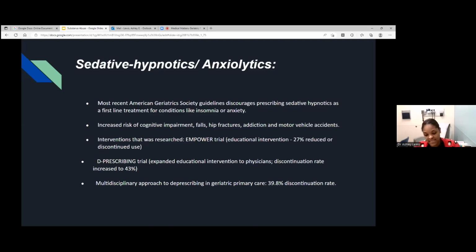So I think in the past, when the benzos first came on board, the long-term side effects that we are now seeing weren't so apparent. But now, due to the fact that we're more aware of the cognitive impairment, as well as the risk for falls and hip fractures, as well as the potential for addiction, benzos are no longer first line for treatment of these disorders like insomnia or anxiety.